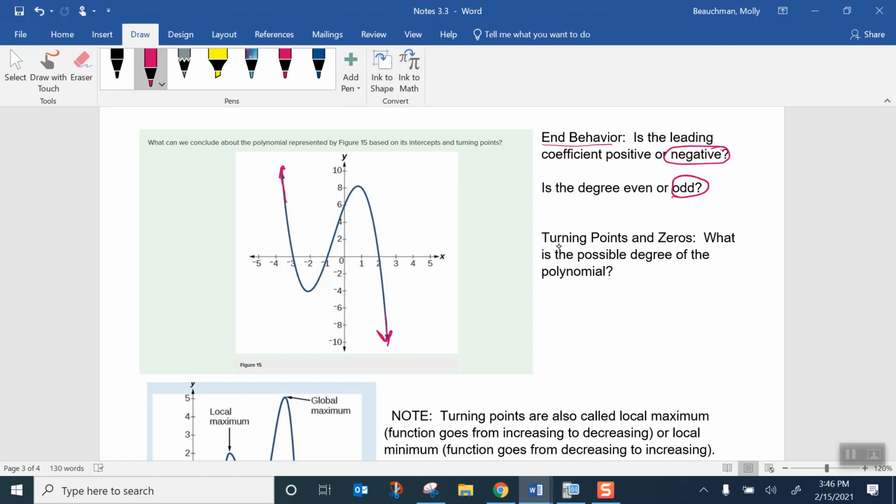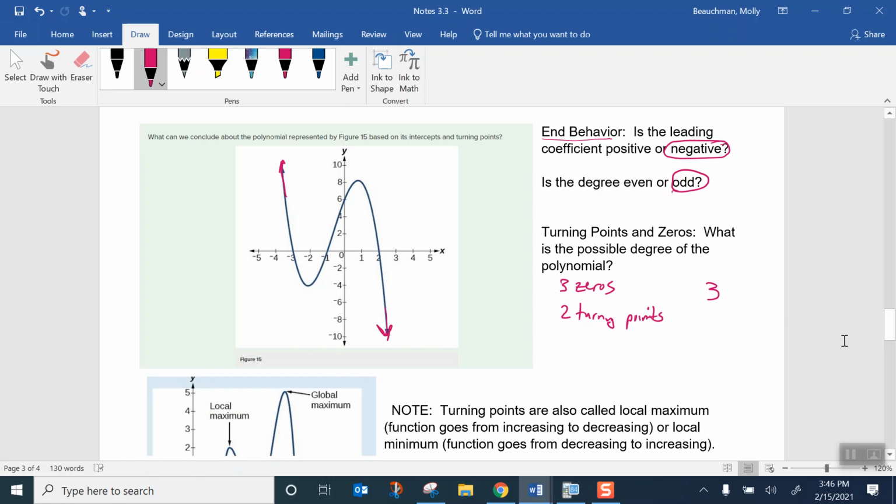Then the turning points. There are 2 turning points. There are 3 zeros and there are 2 turning points. So the possible degree is degree 3. So it has to be odd and degree 3.